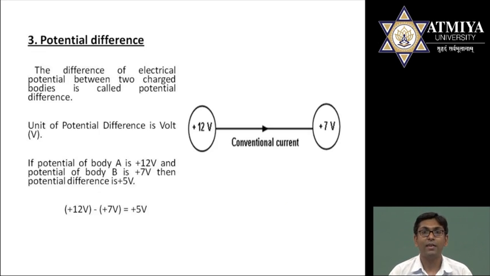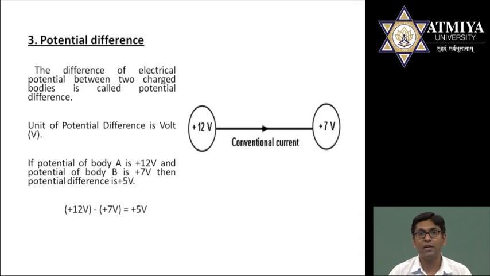Let us go towards the next definition, and that is potential difference. Previously we have seen the definition of potential. Now what is potential difference? So it is basically the difference between two potentials. So if I want to define potential difference, then the difference of electric potential between two charged bodies is called potential difference. As you can see in the figure, there is one potential called plus 12 volt and another one is plus 7 volt. So what actually happens?